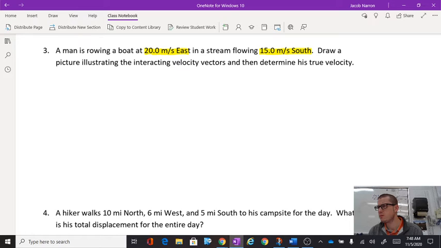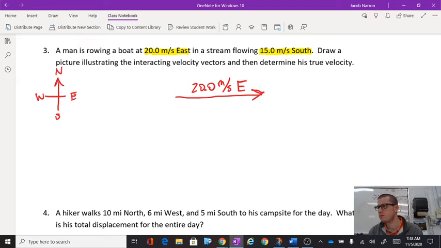So, coordinate system in this one, it's really going to be north, south, east, west. I mean, we're not really dealing with x and y, we're dealing with north, south, east, west. So if I'm saying 20 meters per second east, maybe this is how I draw it. And if I don't like it, I'll redraw it, but I think this is going to work. 20 meters per second east.